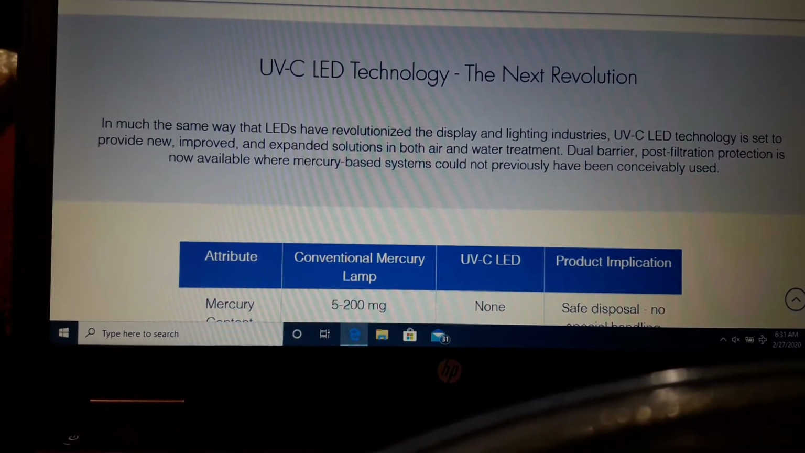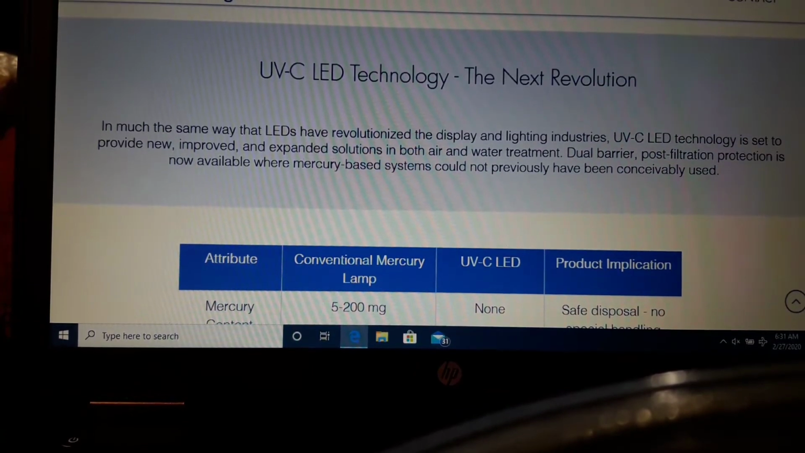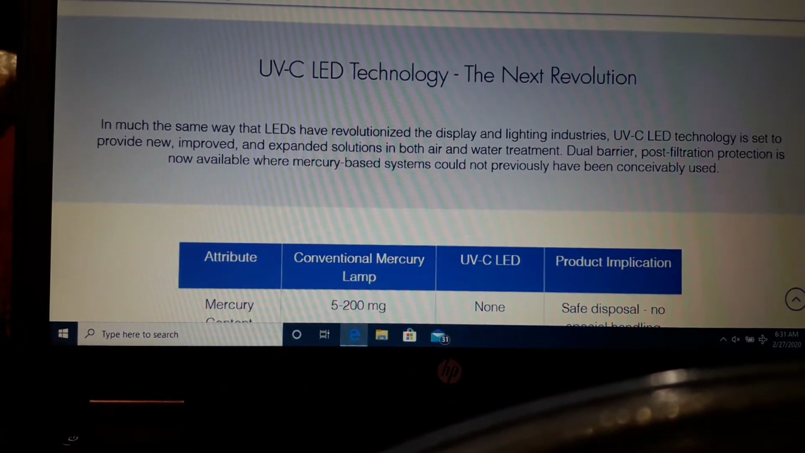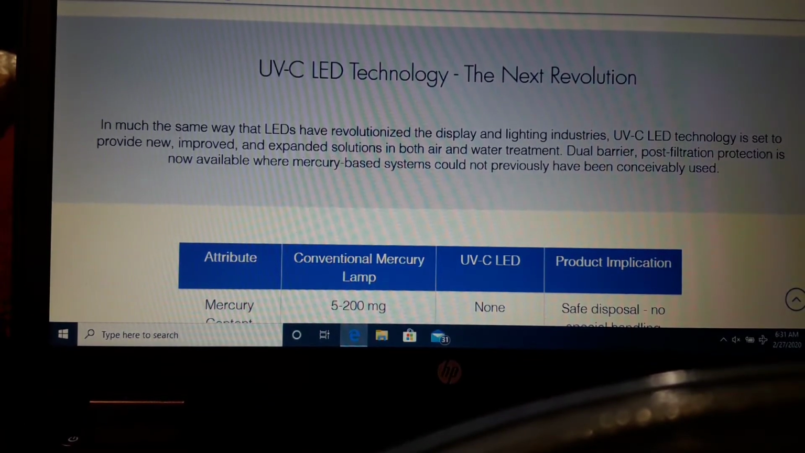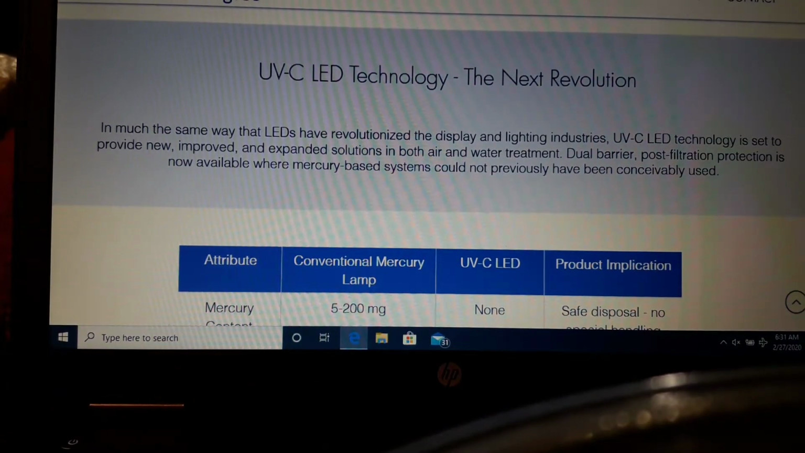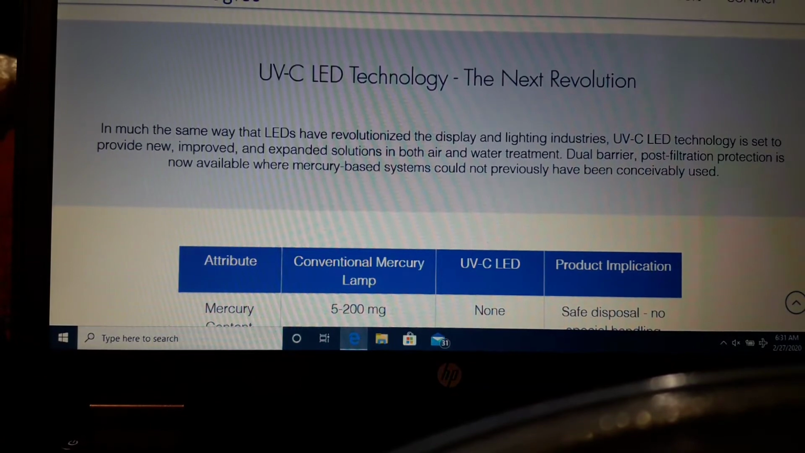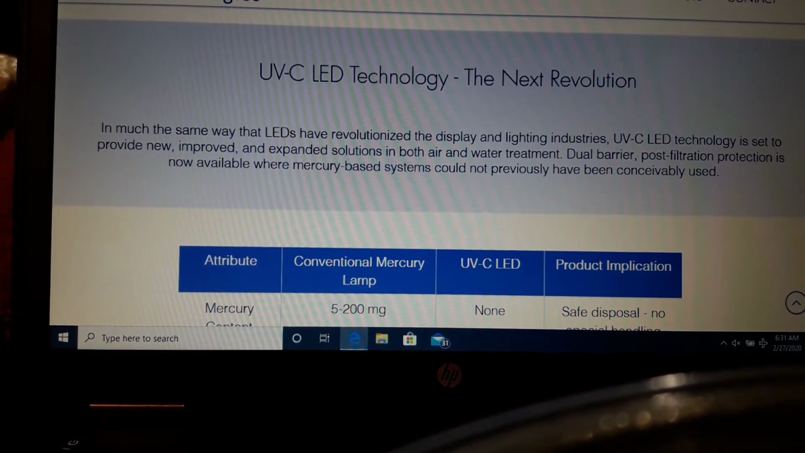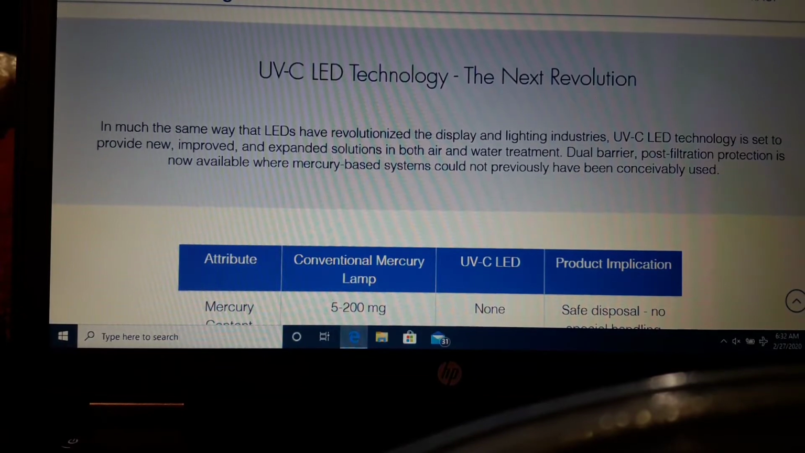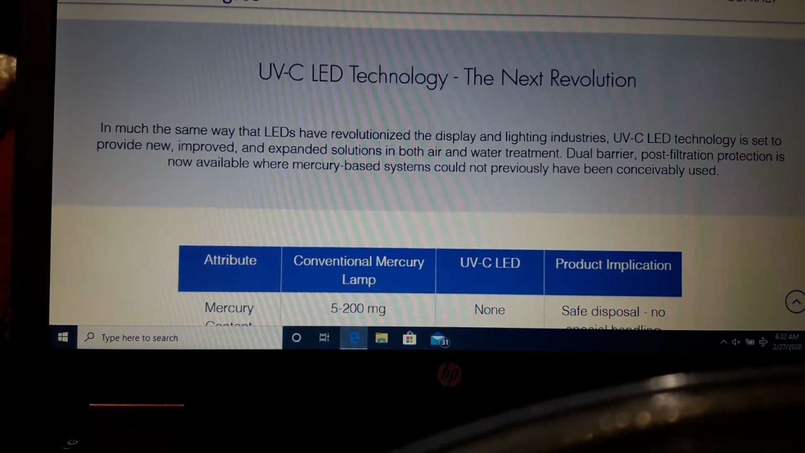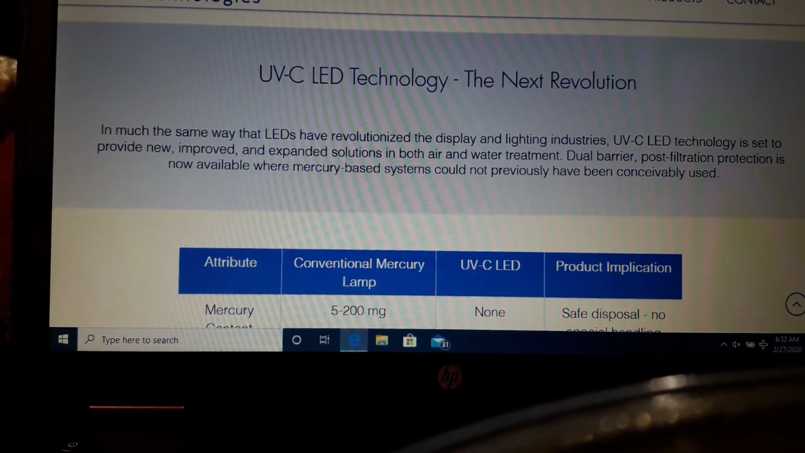So the UVC LED technology, the next revolution. In much the same way that LEDs have revolutionized the display and lighting industries, UVC LED technology is set to provide new, improved, and expanded solutions in both air and water treatment. Dual barrier post-filtration protection is now available where mercury-based systems could not previously have been conceivably used. So there's like no mercury in here.